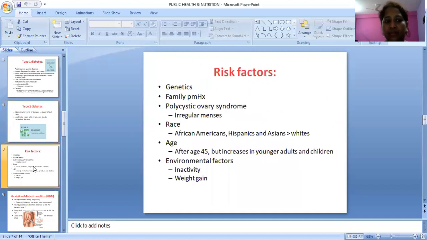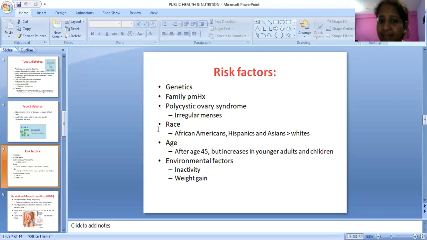Risk factors. What are the risk factors? Coming to risk factors, there is genetics. When a father, mother, grandfather, grandmother, anybody, even in-laws, has a history of diabetes, then children also get this. When family history is there, people coming from those families may suffer from diabetes.